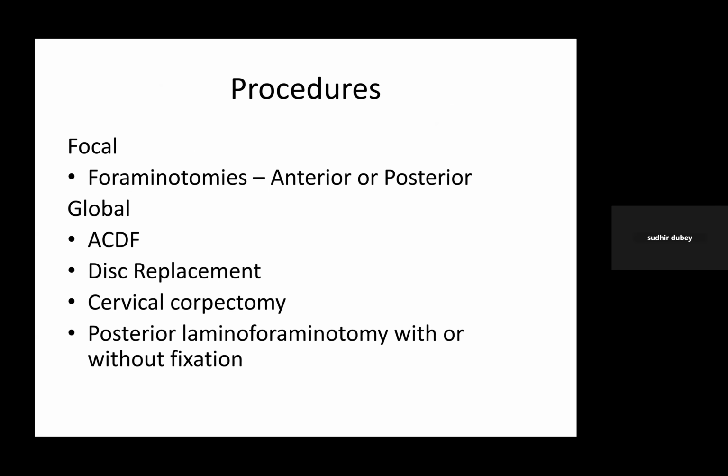Now, focal procedures are foraminotomies. They are done both anteriorly or posteriorly. Global procedures for the disc levels are ACDF, disc replacement, cervical corpectomy, and posterior laminoforaminotomies with or without fixations. So these will address basically all your radiculopathies. Foraminotomies are preferable when the disease is just in the foramen. Global procedures will be used when more levels are involved, or when the whole of the canal is getting compromised.